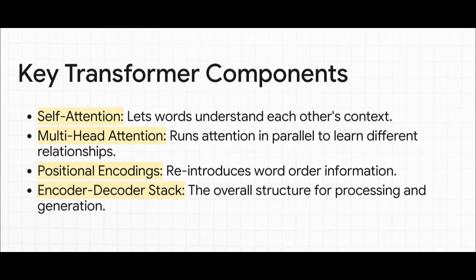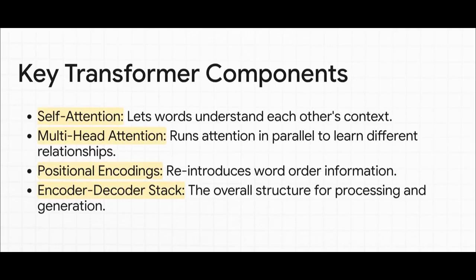So to pull it all together, let's recap the secret sauce. You've got self-attention at the very core, which lets words figure out their context. Then you have multi-head attention, which is like running a bunch of attention scanners in parallel, where each one is looking for a different kind of relationship. You have to add positional encodings back in just to remind the model of the original word order, and you wrap this all up in that powerful encoder-decoder structure.